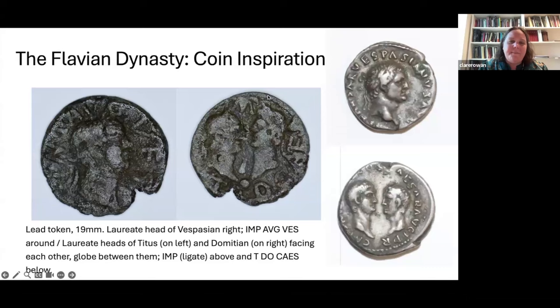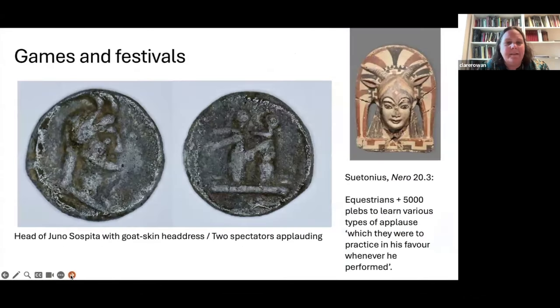And there's this wonderfully placed imp above both their heads. And the ambiguity here suggests that not only Titus, but Domitian is being given the title imperator. And so whatever group this token was made for, it's gone beyond official imperial ideology. But clearly they would have been receptive to it, I think. But yes, a very interesting case.